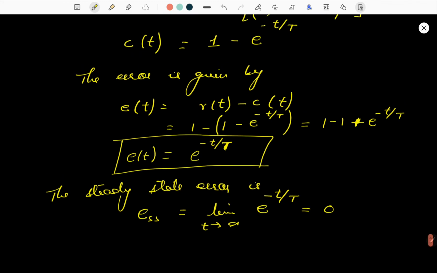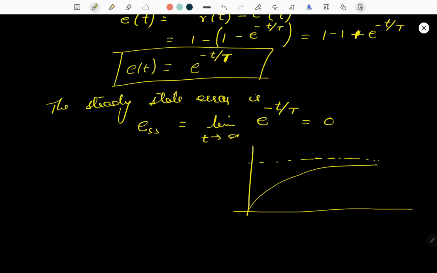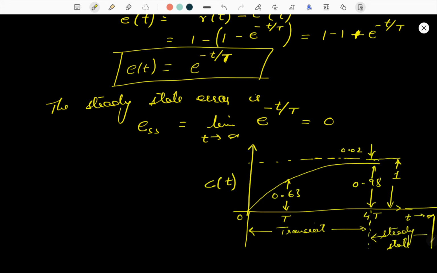so the time response of the output which we have calculated just now, we can see in the graph or the characteristics given over here. It will be like this. Okay, so this is the output response when we apply the unit step input over here.